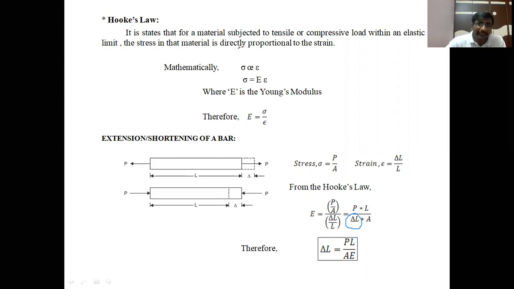This delta L can be calculated from this equation: delta L is equal to PL by AE. This is the equation to calculate the elongation or shortening of a bar. As I just told you, a bar is a member or solid member on which the load is applied. It is also called a rod or bar, whichever way it is represented.